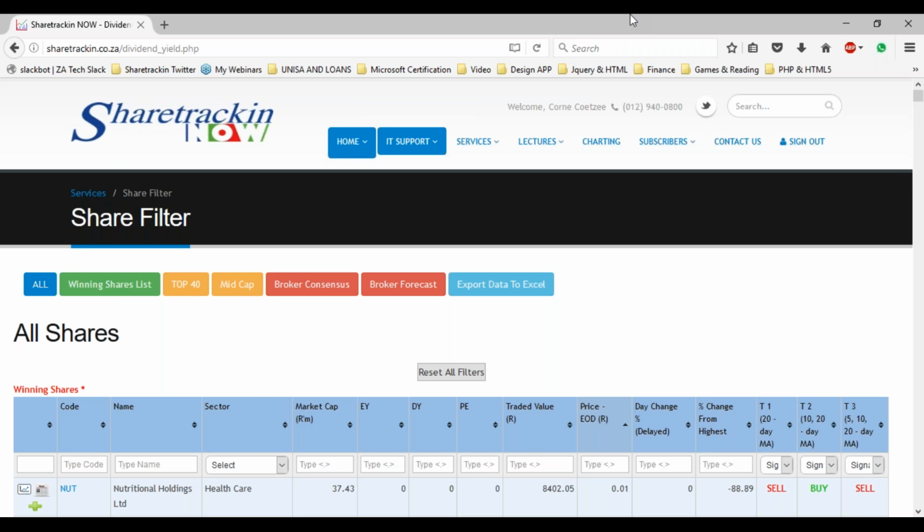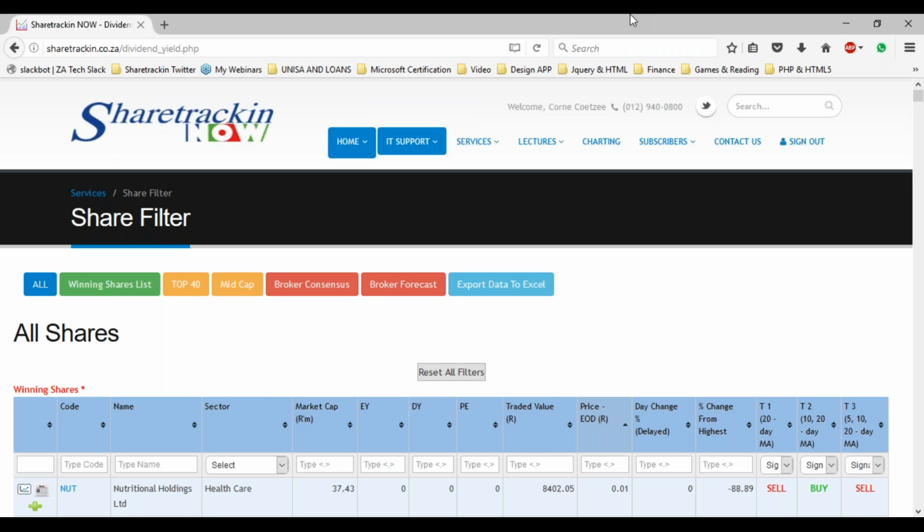But the only way you can do that is by starting to work with your share filter and the filters that Share Tracking provides to you. And ultimately, one of the main things that we provide to you as a client of Share Tracking is the winning shares list. Now, the winning shares list is a very delicate list which comprises no more than 100 shares. And out of this list, you can then filter for the shares which fall in your specific categories.